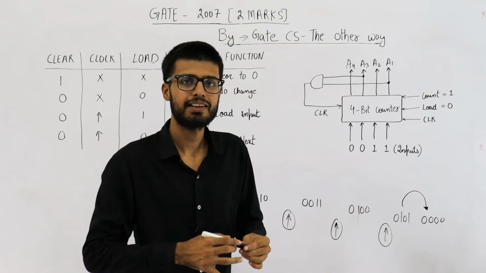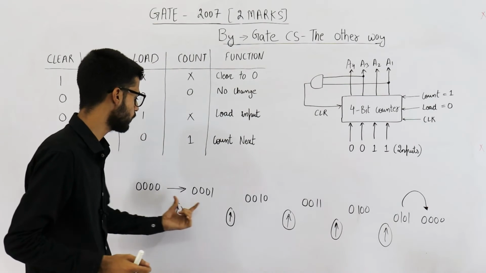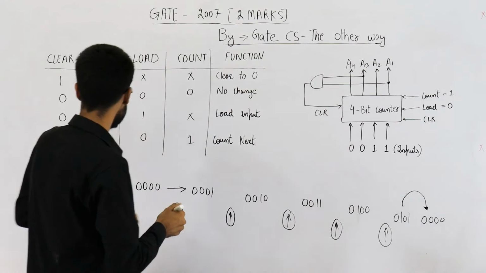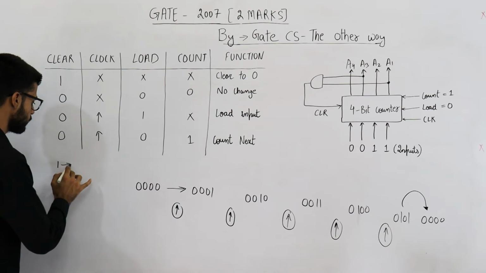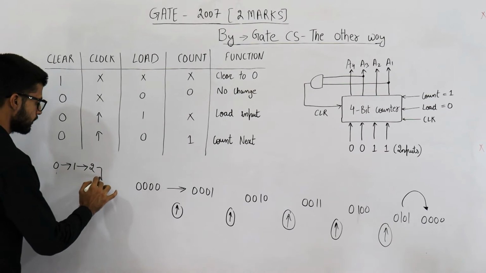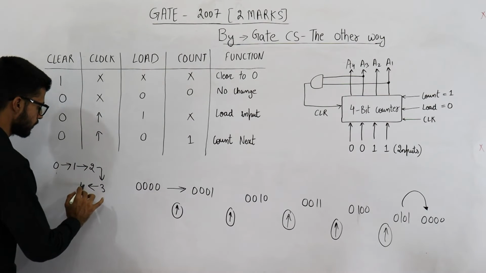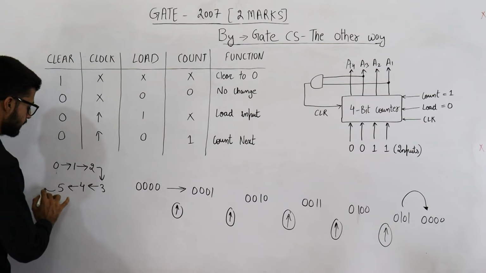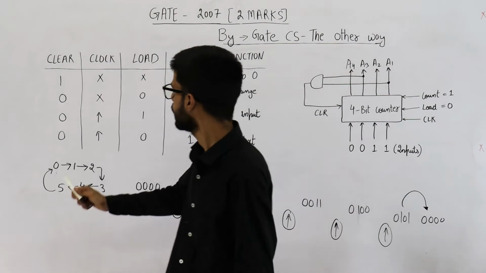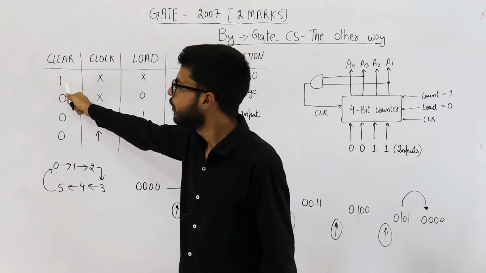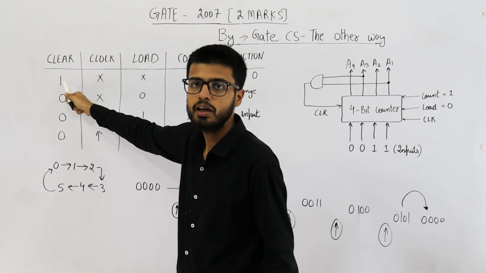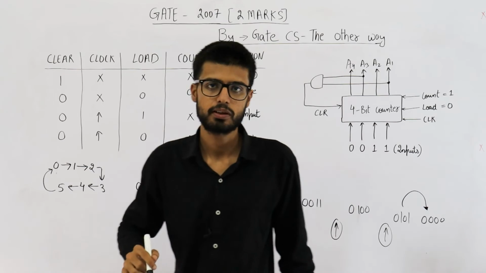So some of you might get answer as 0, 1, 2, 3, 4, 5, 0. You might say the answer is 0, it goes to 1, then 2, then 3, then 4, then 5, and then it goes back to 0. This is wrong because if clear is 1, we need not wait for a clock signal. As soon as clear is 1, immediately the output will be cleared.